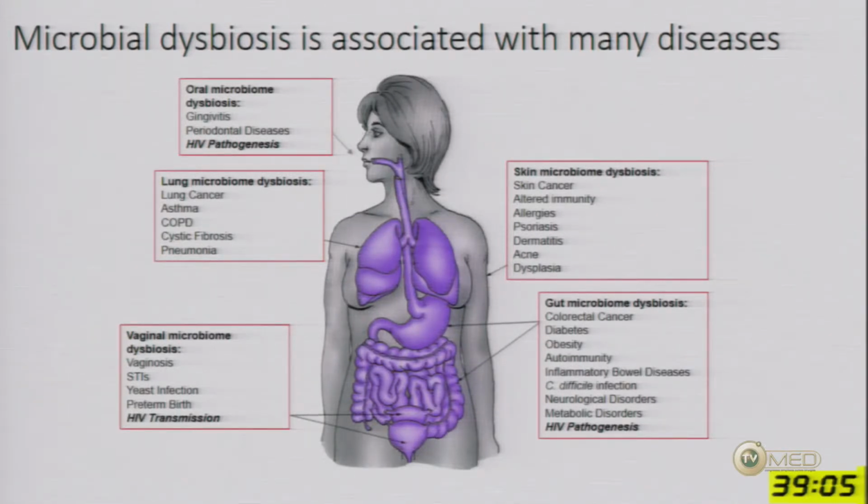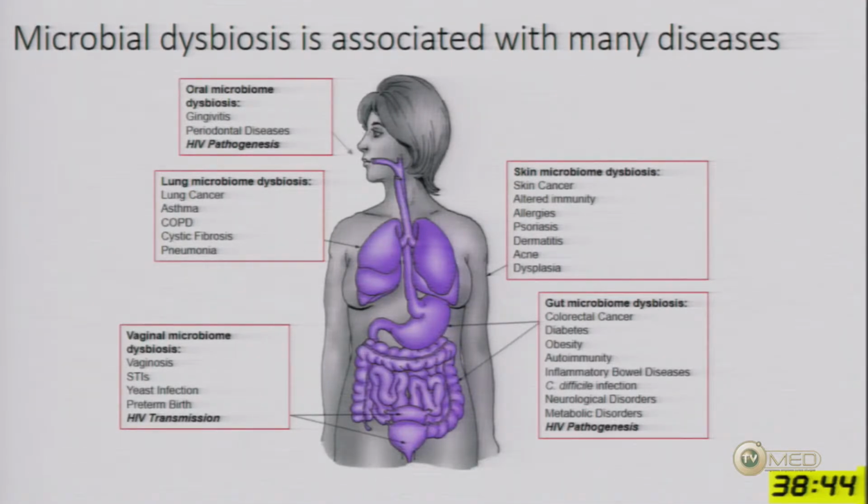So it's been estimated that over 90% of diseases have some sort of association with microbiome dysbiosis, whether it's hypothesized that the dysbiosis of the microbiome causes disease or vice versa, the disease might cause microbiome dysbiosis. But what is very clear is that the microbiome is very, very important for human health.